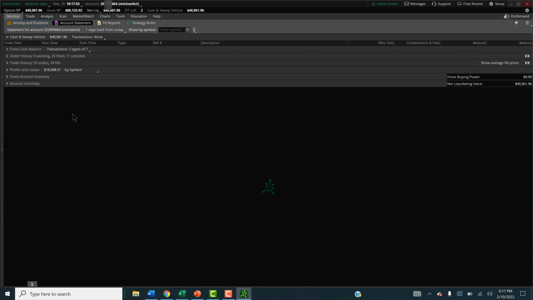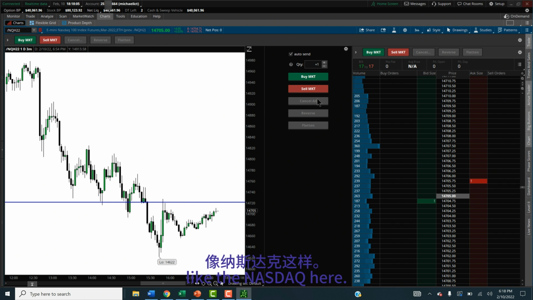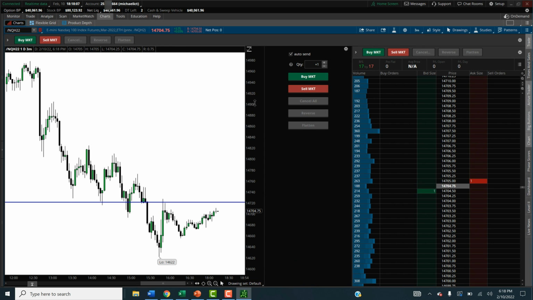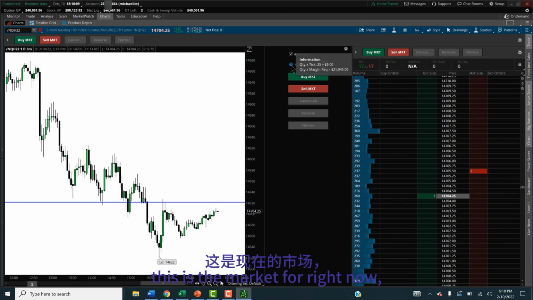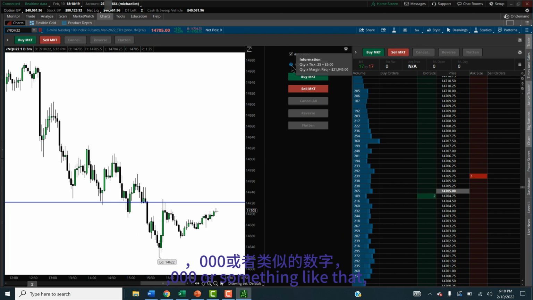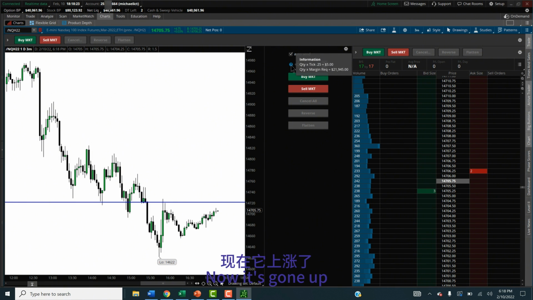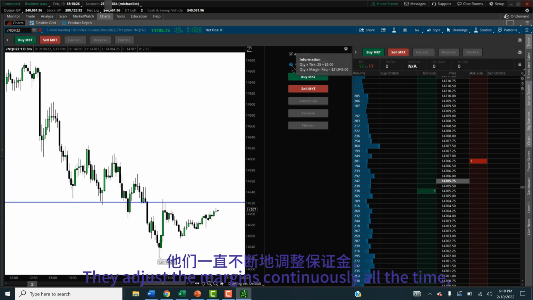But if you can get to the point where you can, and this is only one contract, let me go over here one more time and show you. Like the NASDAQ here, if I want to trade one contract, this is the margin for it right now, $21,945. Now, when the account was at 23,000 or something like that, the margin was 17,000. Now it's gone up. It might be because of the volatility. They adjust the margins continuously all the time.